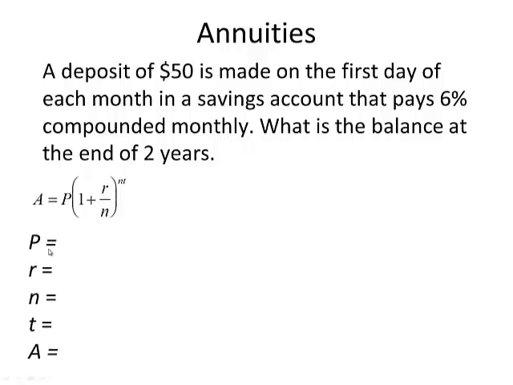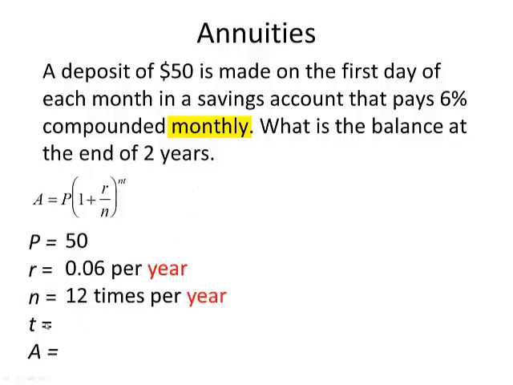And setting this up, P, the principal, R, the interest rate, N, the number of periods per year, time, and the amount that you're going to have at the end, your balance. That's what they're asking for. So in this problem, the principal is $50. The rate is 0.06 per year. N is 12 months per year. And then time is 2 years.